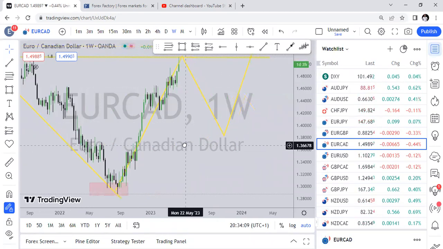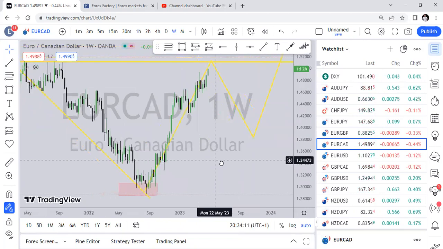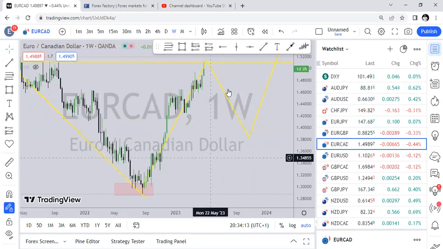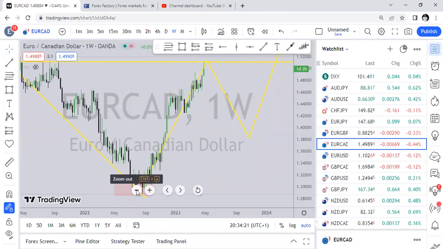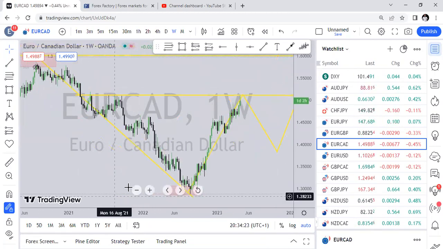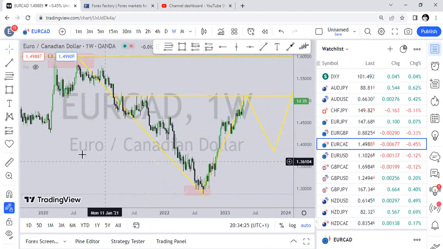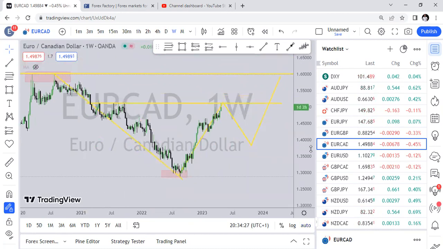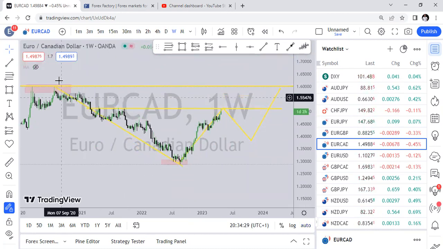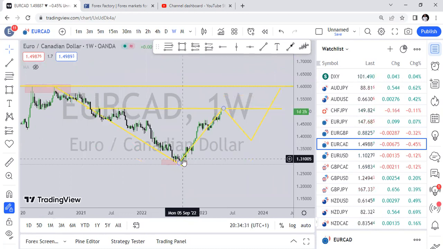So in our weekly, we're expecting a pullback or a reversal or a continuation. We're expecting a continuation of our original trend. Our original trend is this sell. We're expecting a continuation of that.